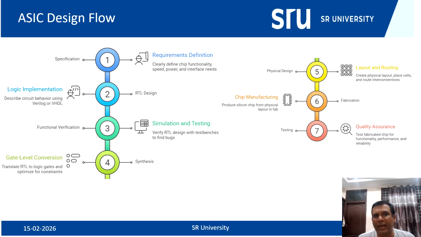The first, at the top right hand side arrow, is known as the behavioral domain, and the top left side domain is called the structural domain, and the bottom single arrow is known as the geometrical domain. So three domains are there. When we are writing some code at this synthesis stage, what we have written in the RTL is converted into gate level representation.